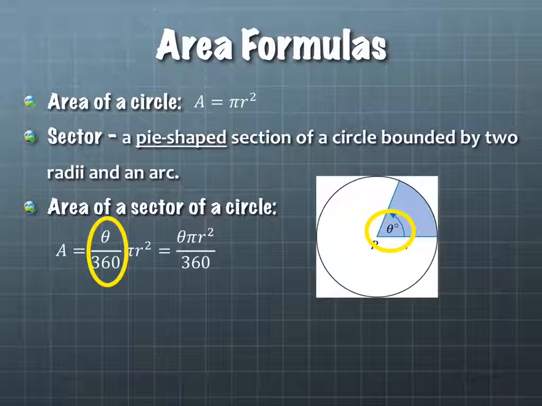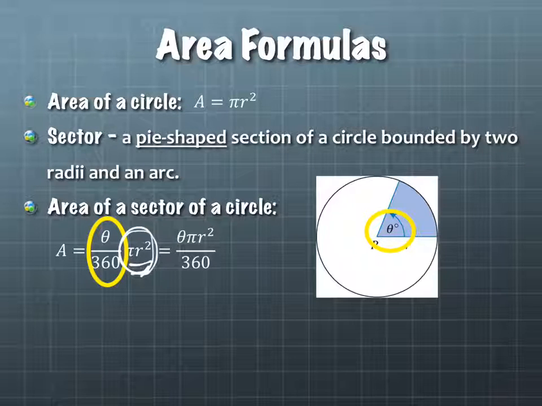Now, the other part of this is actually the area of the circle formula, pi r squared. And if you combine those two components together, you get theta pi r squared over 360. Okay? So it's always using a ratio of the whole circle's angle, 360 degrees.